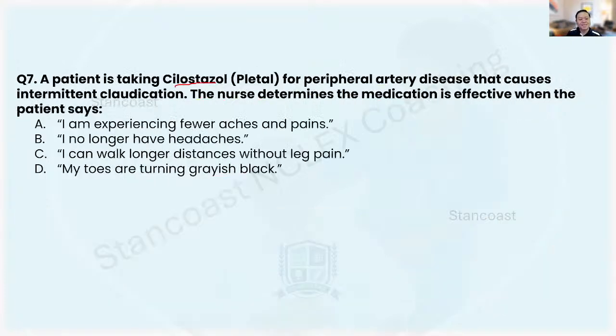All right, moving on to the next, Q7. So your answer here is letter C. I can walk longer distances without leg pain. Now, let's recall what cilostazol is.